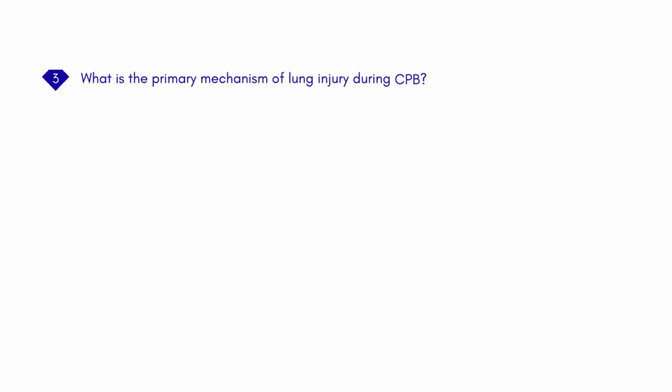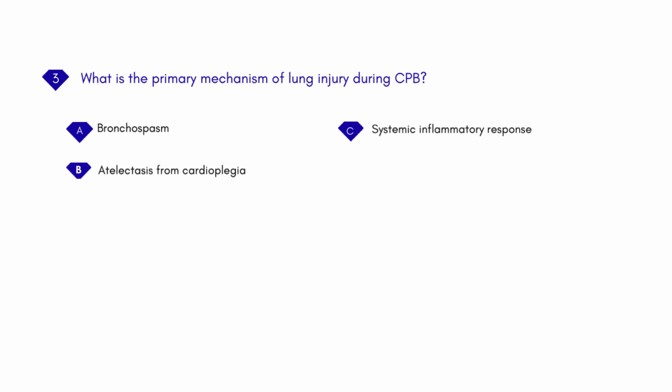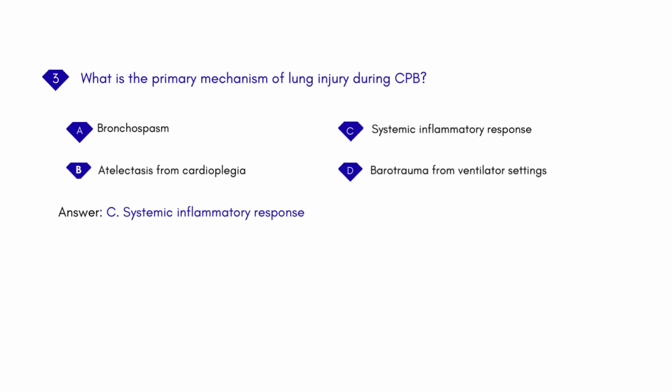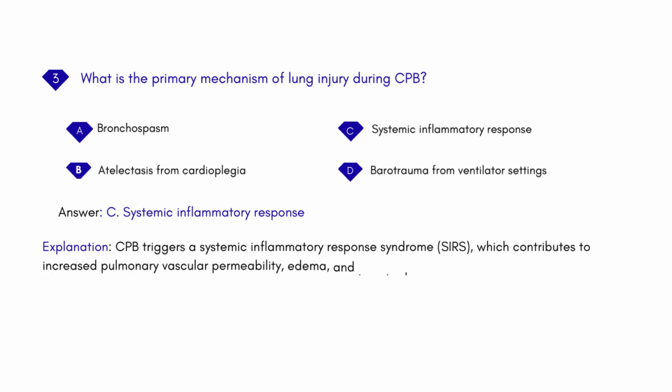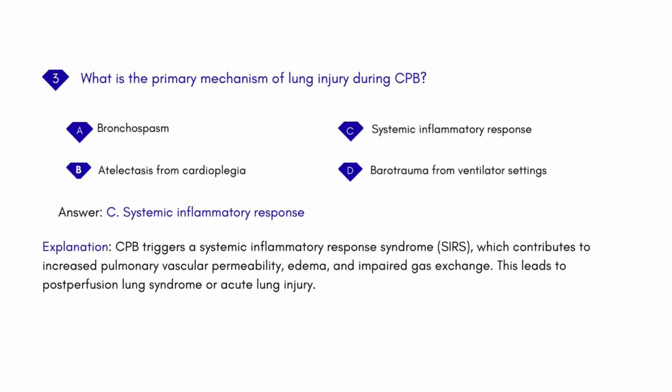What is the primary mechanism of lung injury during CPB? A. Bronchospasm. B. Atelectasis from cardioplegia. C. Systemic inflammatory response. D. Barotrauma from ventilator settings. Answer: C. Systemic inflammatory response. Explanation: CPB triggers a systemic inflammatory response syndrome, SIRS, which contributes to increased pulmonary vascular permeability, edema, and impaired gas exchange. This leads to post-perfusion lung syndrome or acute lung injury.